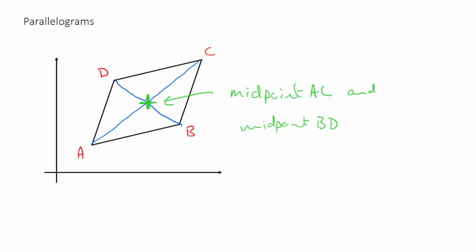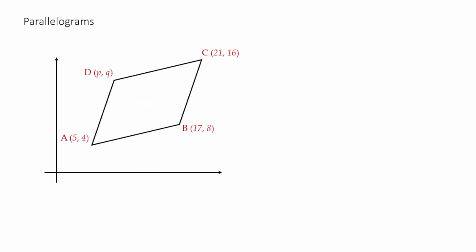So how can that be used to help us? Well, imagine that I've got this question here, right? Here's a parallelogram, and it's got coordinates there, A, B, and C, which I know, but it's got another coordinate here, D, that I don't know. How could I find that coordinate value?